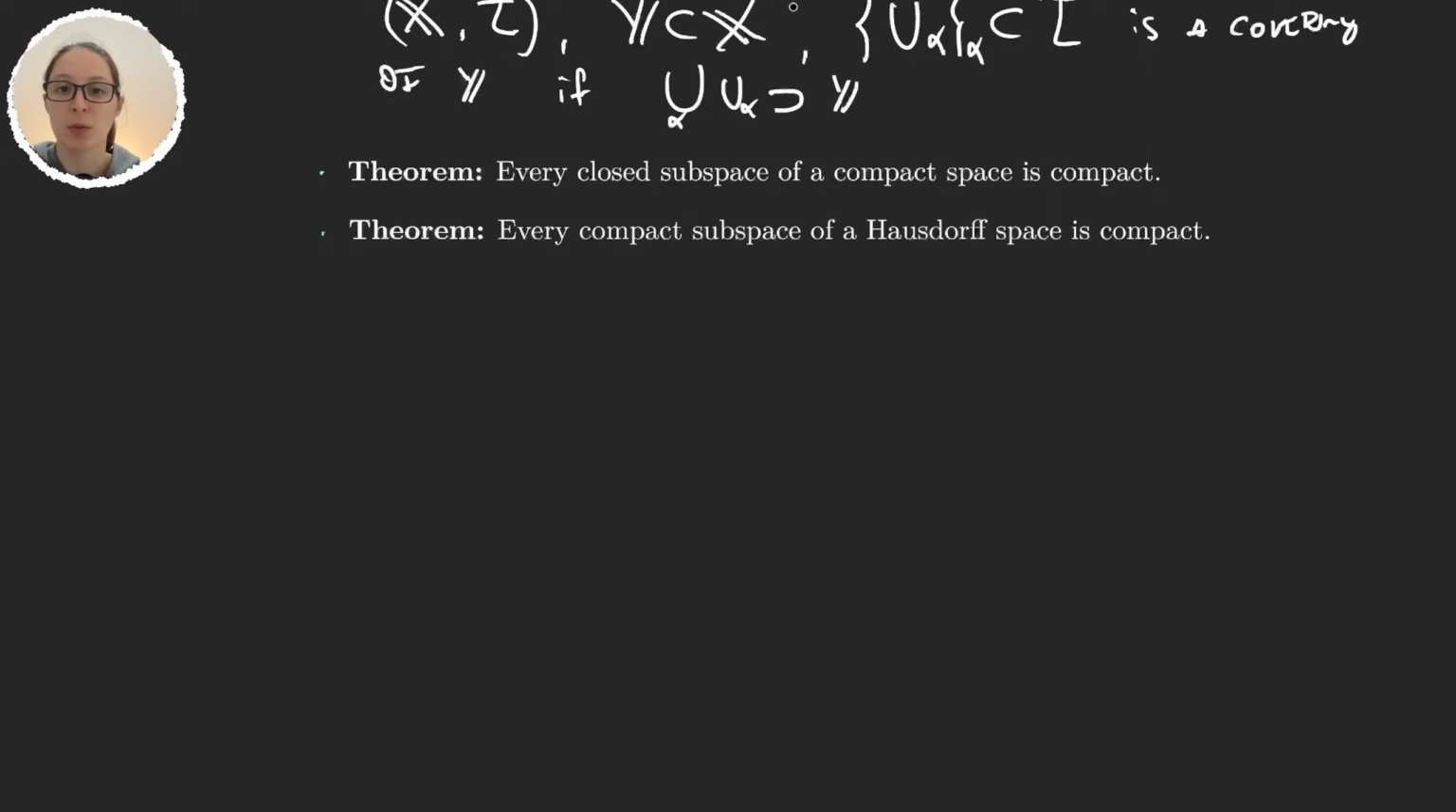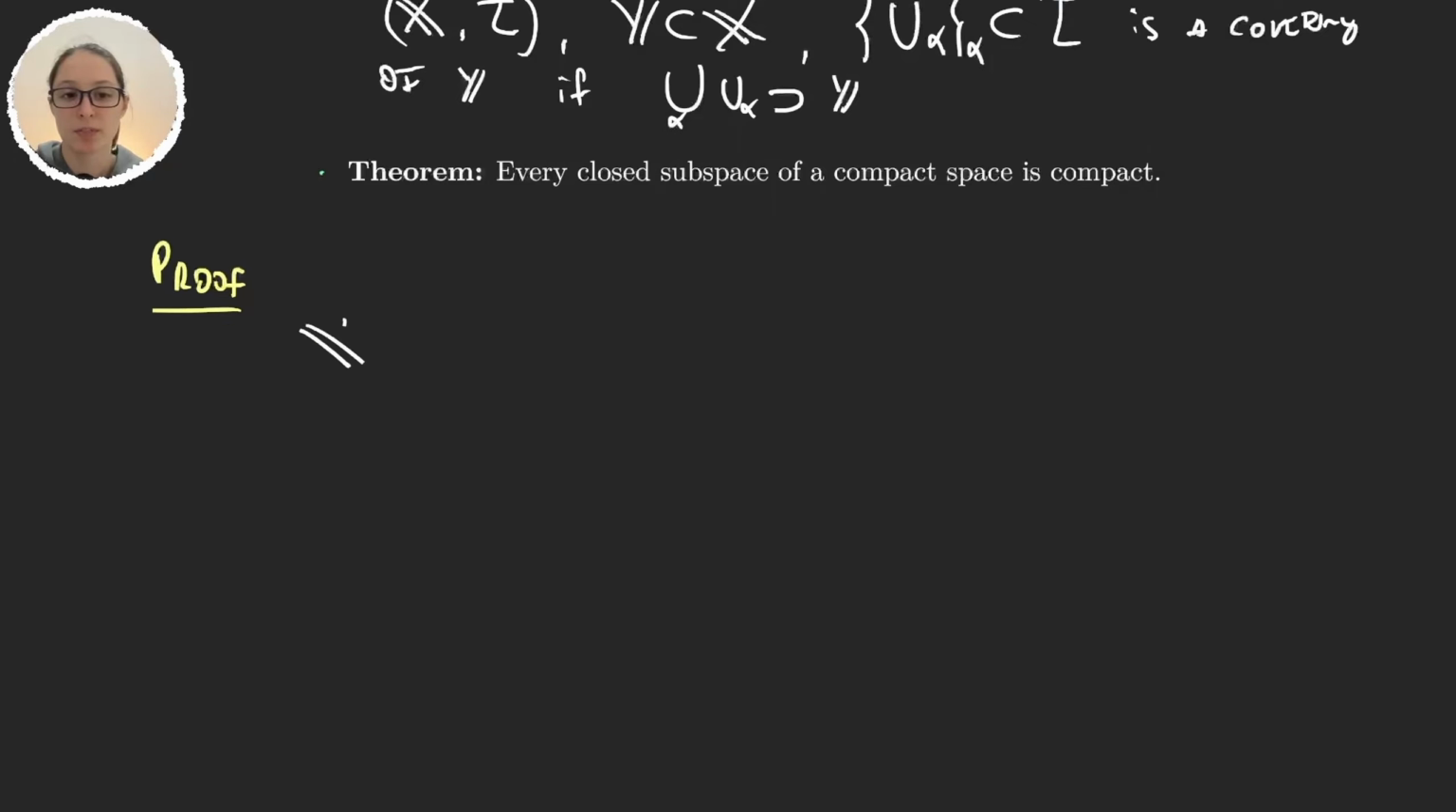It's only that when we were talking about the whole space, this was equal because there was nothing beyond our space X. But now beyond Y, there are other elements in X. So now with this small notation change, let's prove these two theorems. We will prove that every closed subspace of a compact space is compact, and that every compact subspace of a Hausdorff space is also closed. Let's start with the first one.